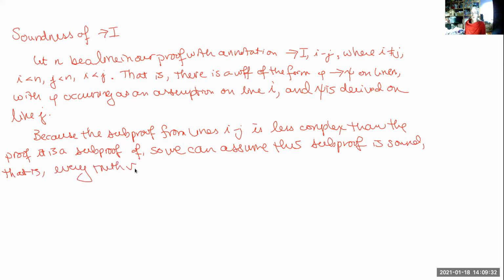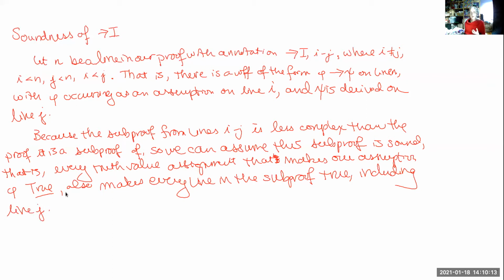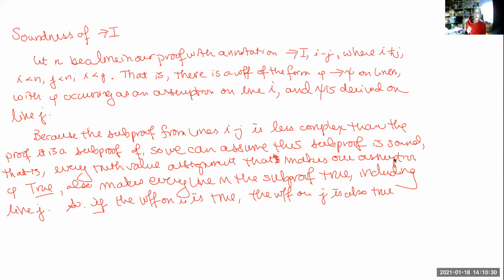What this means is that every truth value assignment that makes our assumption phi true also makes every line in the subproof true, including line j, the one that has psi on it. So that means if the well-formed formula on i is true, the well-formed formula on line j is also true. So that is just part of what we are assuming in order to show that introducing a conditional from phi to psi is also truth preserving.